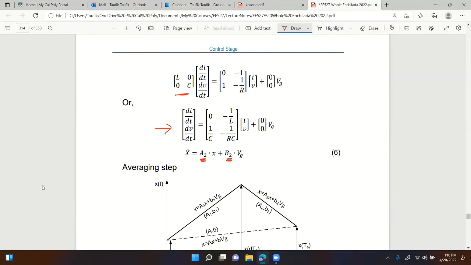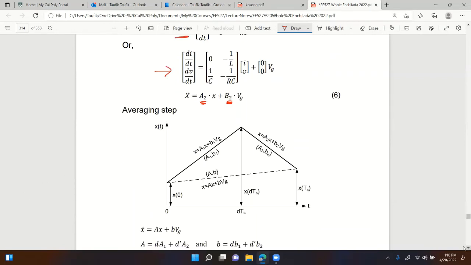So our buck converter has two different state space equations, right? One that is derived when the inductor is charging. That's during the on time of the switch, T on. And you can see that the other state space equation happens when the inductor is discharging. That happens during T off, the off time of the switch.